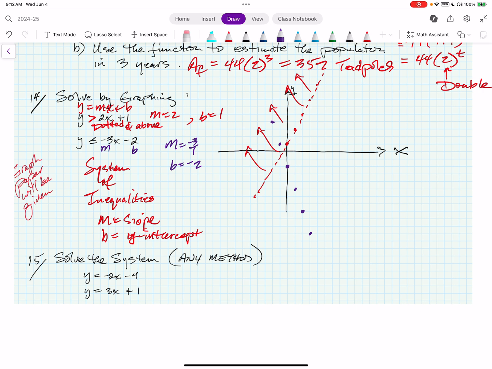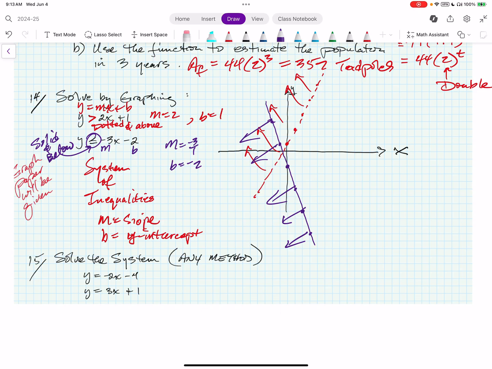Now this is going to be right here. I see less than or equal to, so this is going to be solid and below. So when we graph this here, it should be a solid line, and then you graph below it. Okay, and then you look at the intersection.